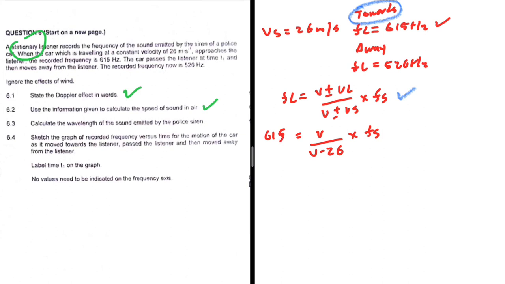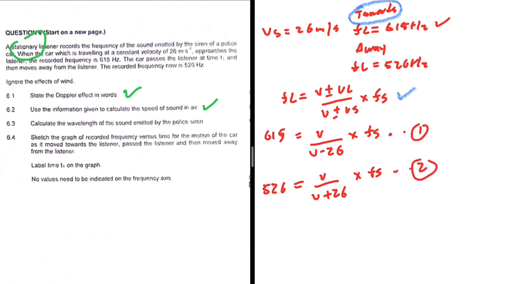When it is moving away, the observed frequency is 526 hertz. And then we have V divided by V plus 26, multiplied by Fs. Fs is all the same because that is the emitted frequency. So we have these two equations, equation 1 and equation 2.